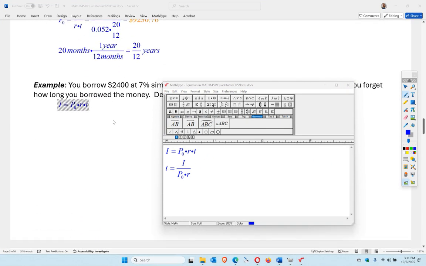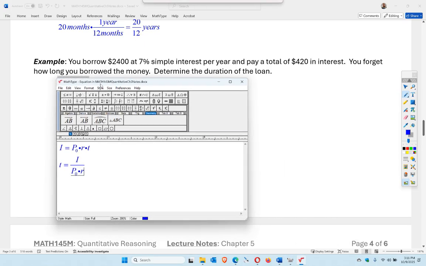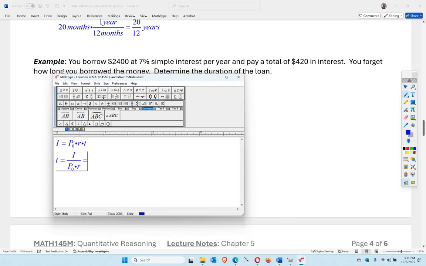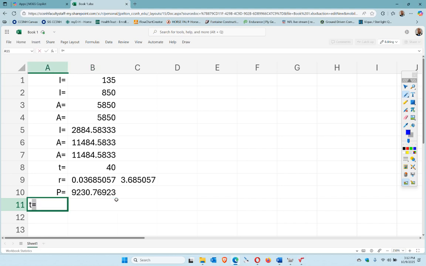Okay. Let's fill our goodies in now. All right, so the interest paid is $420. Oh, well, we didn't make a fraction there. $420. The principal is $2,400, which is what we borrowed. And the 7% interest would be 0.07. Whoop, we didn't put the multiply, I apologize. Times 0.07 equals.